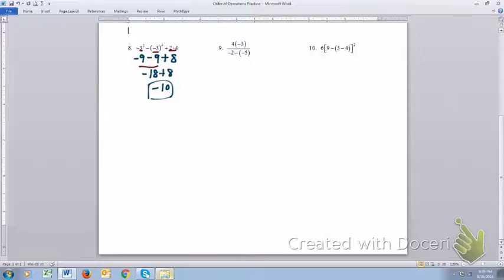Alright, on number 9, our numerator is negative 12. Our denominator, let's write that using addition. So we're going to get negative 12 over 3, which is negative 4.